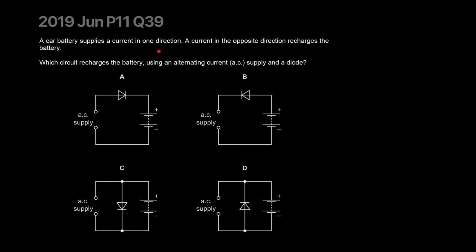All right, a car battery supplies the current in one direction, and the current in the opposite direction recharges the battery. So the car battery is going to take this current out like that. If you want to recharge it, you have to provide current to it like that, right? And that's going to happen when the current coming from here and here, like the current over here is, if I try to draw a graph, it needs to be on the top side. It's going to be the positive current, right?